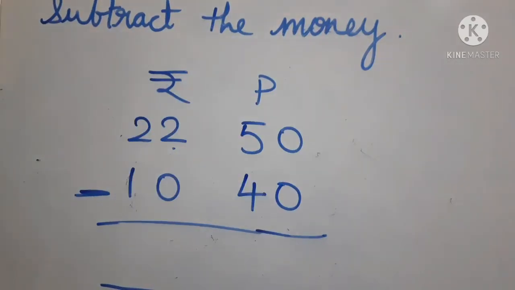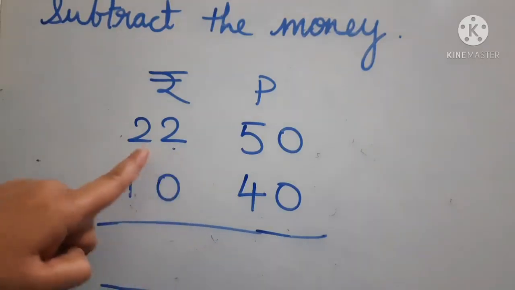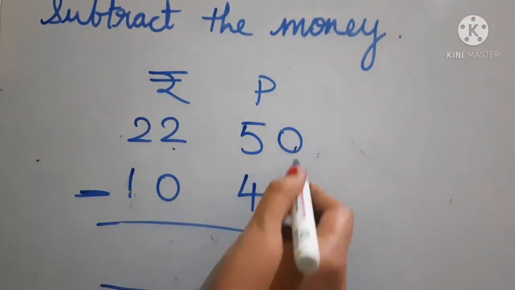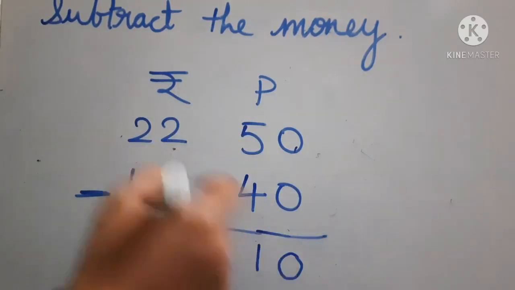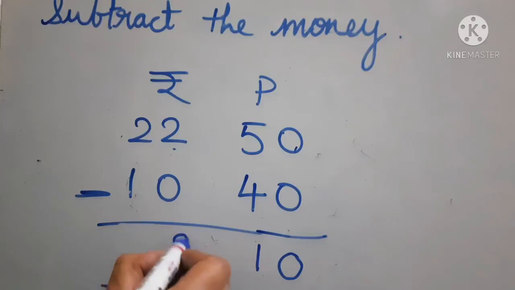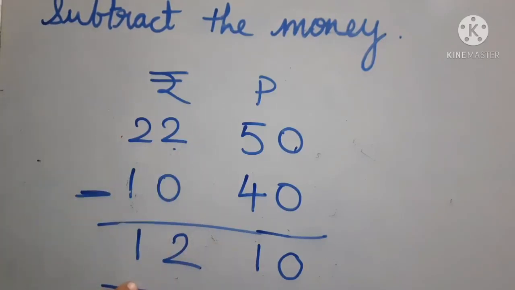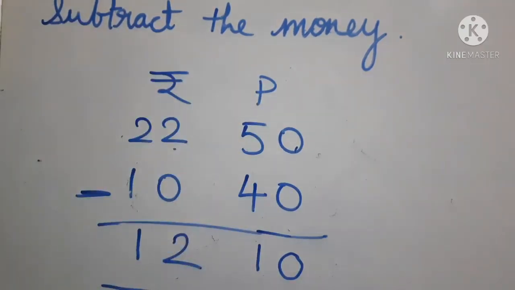Children, now we are going to subtract 10 rupees 40 paise from 22 rupees 50 paise. It is easy. 0 minus 0 is 0. 5 minus 4 is 1. 2 minus 0 is 2. 2 minus 1 is 1. So now we have 12 rupees 10 paise. In the same way, practice subtractions and additions.